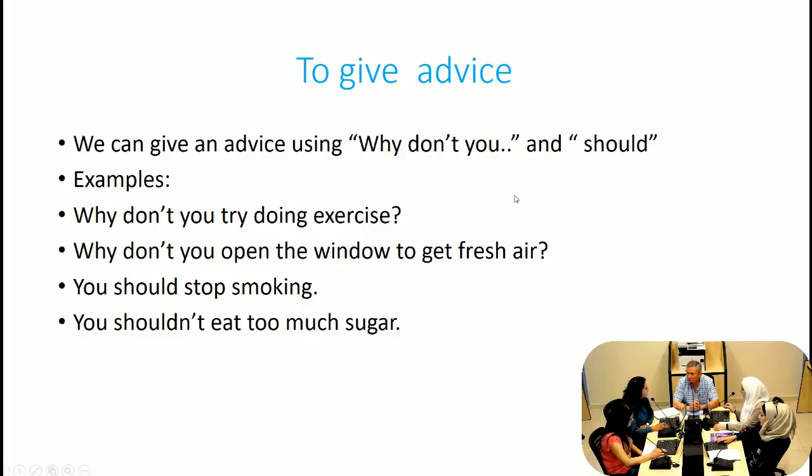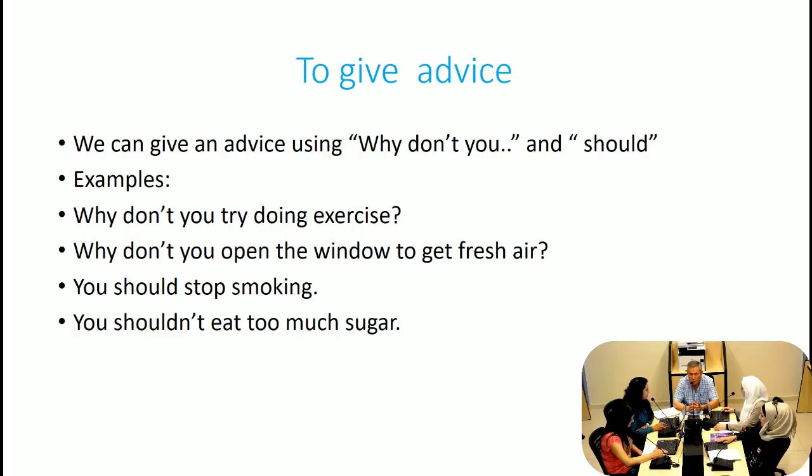How can we give advice? We can use why don't you, or should. Because we were talking about if I were you, we can use this as a kind of advice: if I were you, I would. So to give examples: why don't you try doing exercises? Why don't you open the window to get fresh air? You should stop smoking. You shouldn't eat too much sugar.